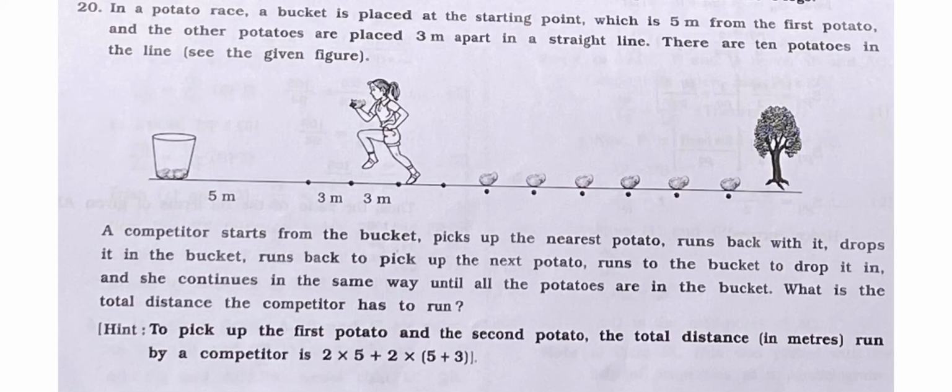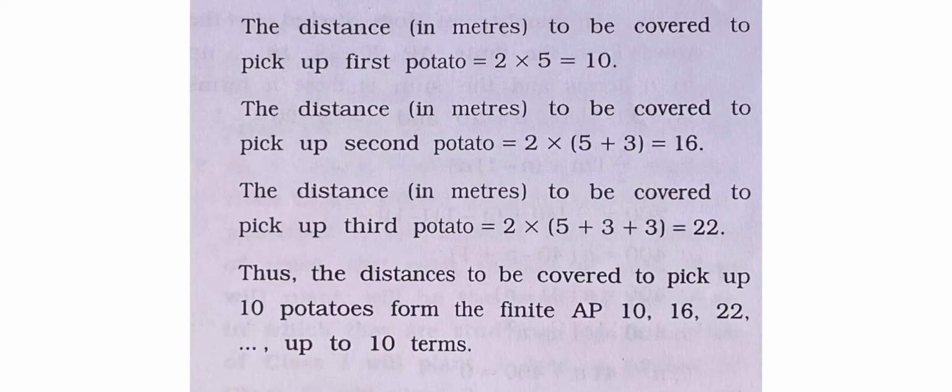Now the next potato is 3 meter away from the first potato. So total distance will be 2 into (5 plus 3). The third potato is again 3 meter away from the second potato. So the total distance she has to cover will be 2 into (5 plus 3 plus 3), and so on till all the potatoes are in the bucket. So the distance covered to pick up the first potato is 2 into 5, that is 10. Distance covered to pick the second potato will be 2 into (5 plus 3), that is 16. Distance covered to pick the third potato will be 2 into (5 plus 3 plus 3), that is 22.